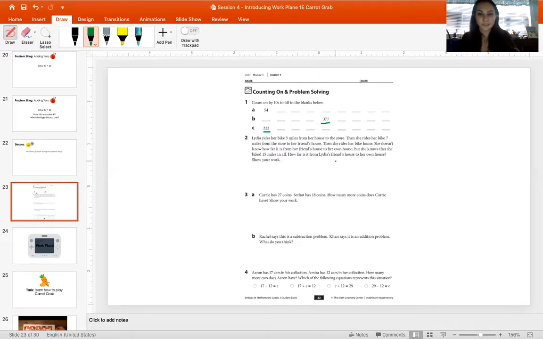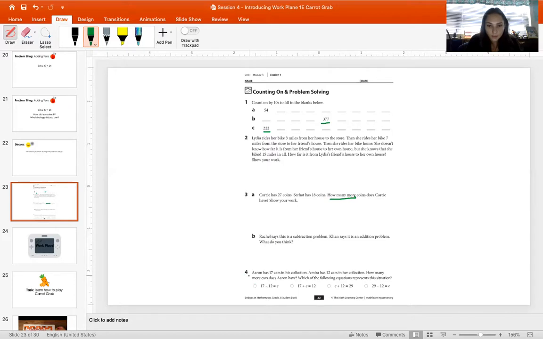So you are going to solve that problem there to find how far her house is from her friend's house. Okay. Number 3, this says Carrie has 27 coins. And I think that says Sarah has 18 coins. How many more coins does Carrie have? So how many more always means to subtract. Okay. Letter B, Rachel says that this is a subtraction problem. Khan says it is an addition problem. What do you think? So I just told you how many more always means subtraction.